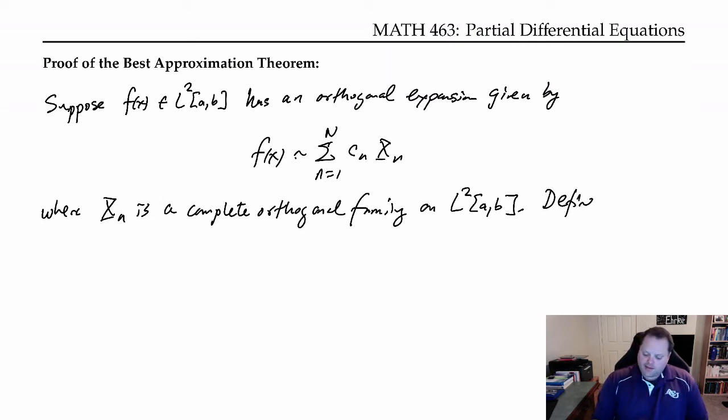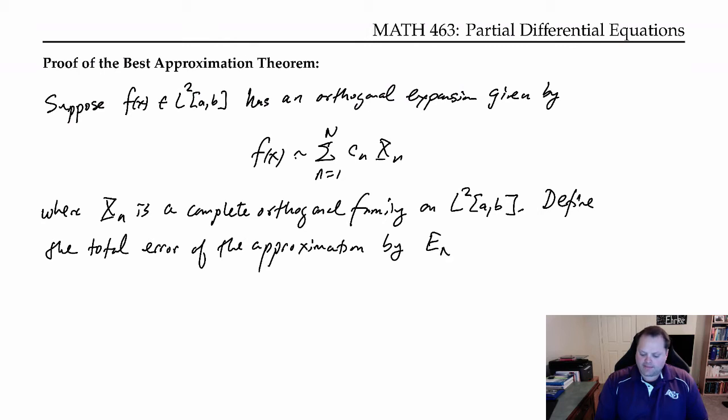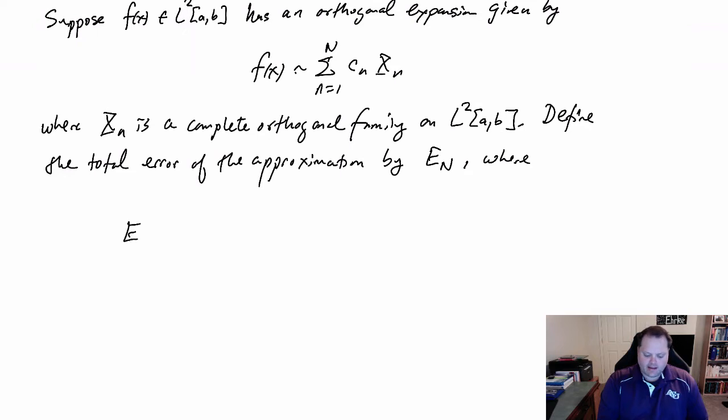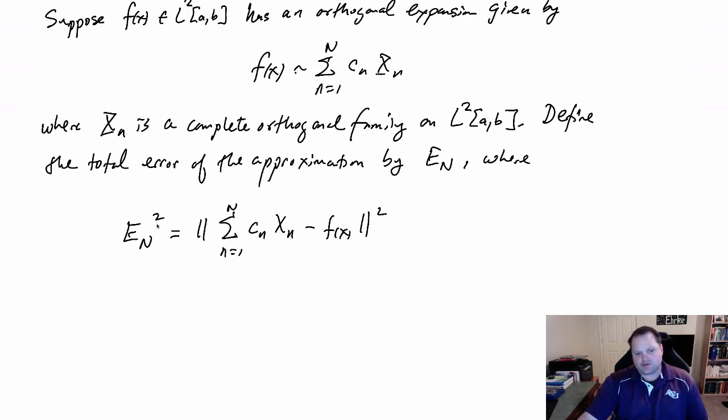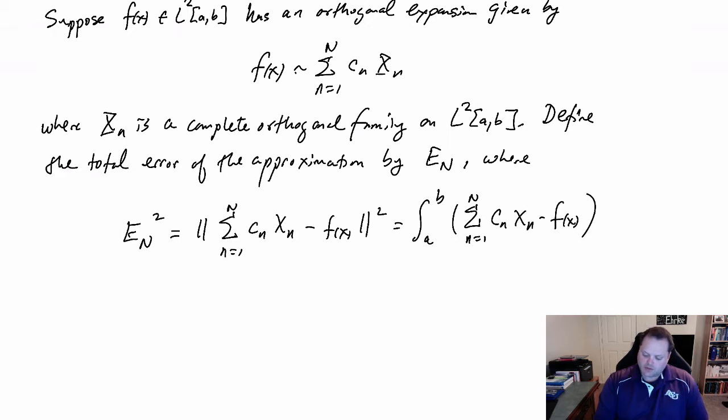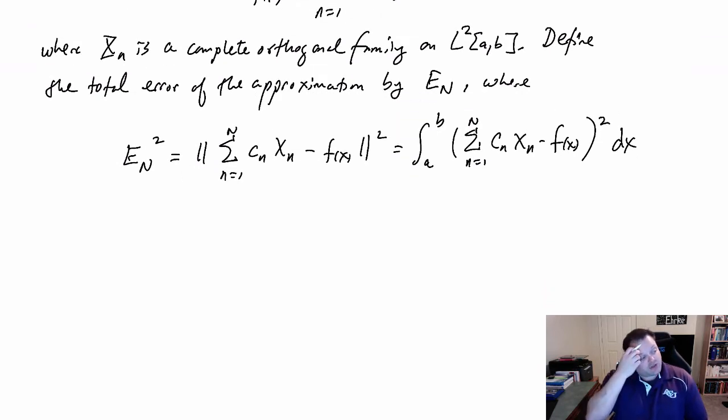Okay, so we're going to define the total error of the approximation by En, where En squared is equal to the norm squared of the difference between the function and its approximation. So this would be the approximation and the function, and this is the norm squared of the difference. If it's just the norm of the difference, that's the size of the difference between these two, that would be the error. The way that this is defined is it's the integral from a to b of the sum, n goes from 1 to N of Cn Xn minus f of x, squared dx. So that's the definition that we have here.